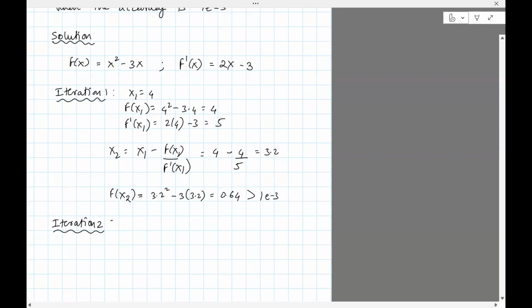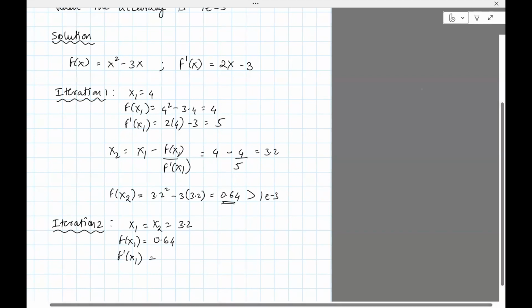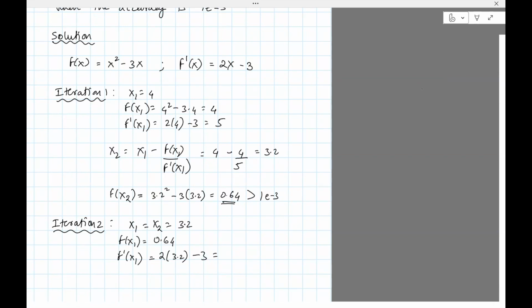Iteration 2. So now x1 is our old x2, which is 3.2. F of x1, we just computed, which is the same as f of x2, is 0.64. F prime of x1 is 2 times 3.2 minus 3, which actually comes out to be 3.4.